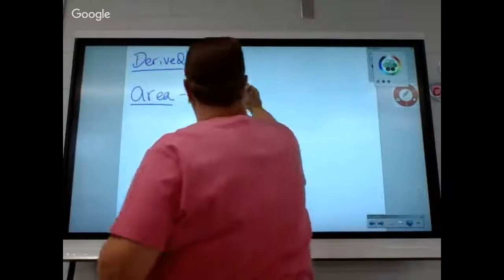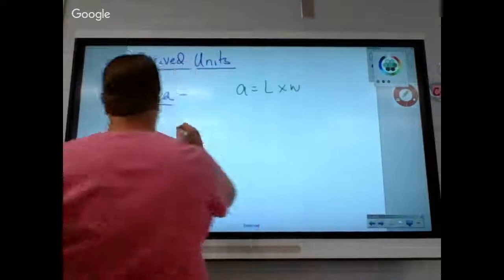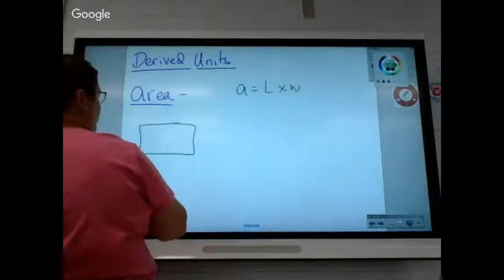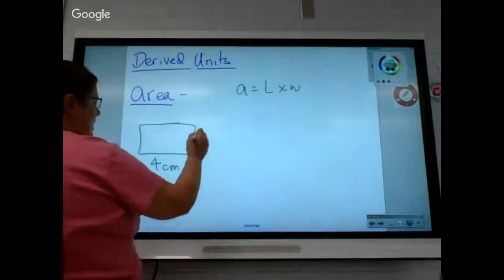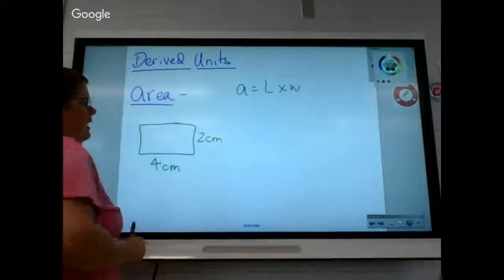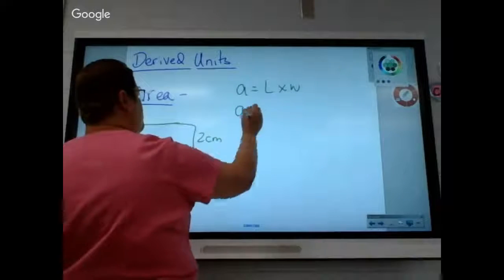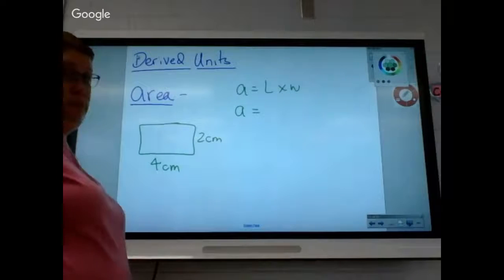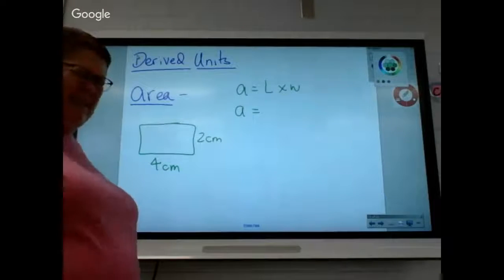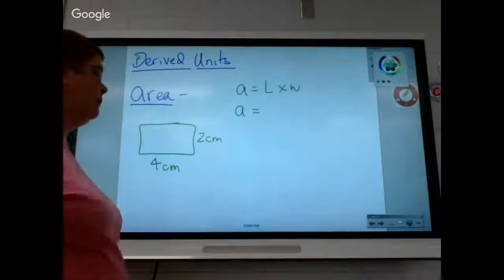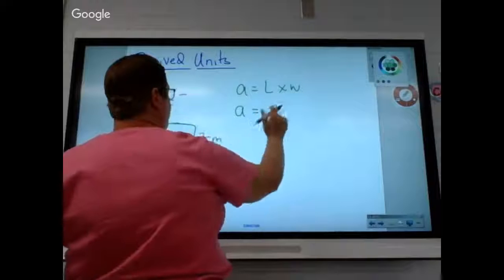Everybody learned area is length times width in math class. So if we had a rectangle with 4 centimeters on this side and 2 centimeters on this side, and I asked y'all to calculate the area, what would y'all tell me the area is? 8 centimeters. Needs a little more. 6? It's going from bad to worse. 8, 8 what?